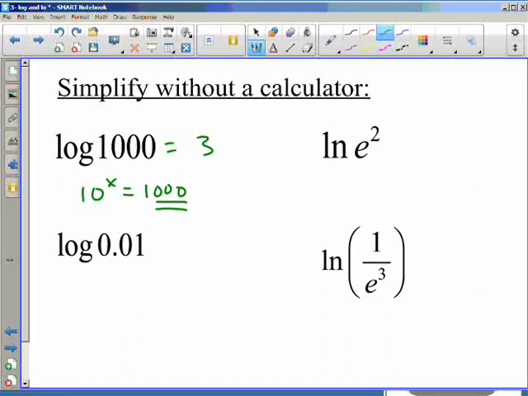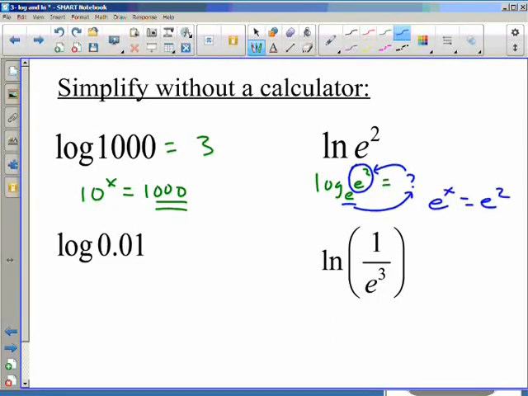Likewise, with ln of e to the 2, you can think of this as log base e of e to the 2. So we're saying, e to what power gives us the argument e squared? What we're saying there is e to the x equals e to the 2.